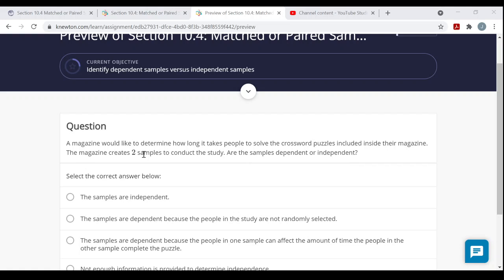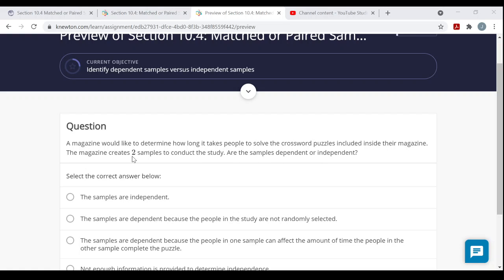Well, that's not really a lot of information. They are not saying how the samples are taken. They're not telling you if they're taking a sample of people who do their Monday crosswords and a different sample of people who do their Monday crosswords, or comparing the times on different days. They're not giving me anything here. So there's no way I can tell if these samples are dependent or independent without more information.